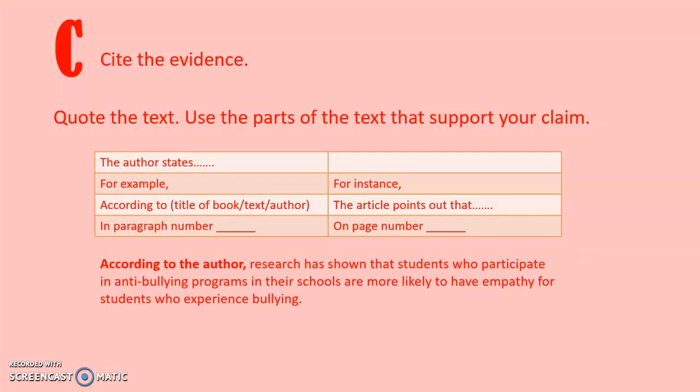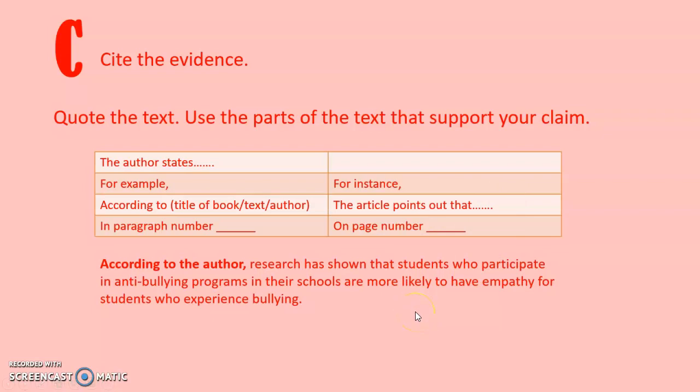And then we want to cite our evidence. Now, our evidence comes from the things we read, as we talked about before, the things we observe. And so in that sense, we are quoting the text, and we're using the parts of the text to support our claim. If you notice, these are some sentence starters we can use to cite the evidence. Like we may say, the author states, for example, for instance, we might refer to the book according to whatever the name of the article or the book is, or the author that wrote it. We might refer to a particular paragraph or page number. So these are different ways that we can cite the evidence.